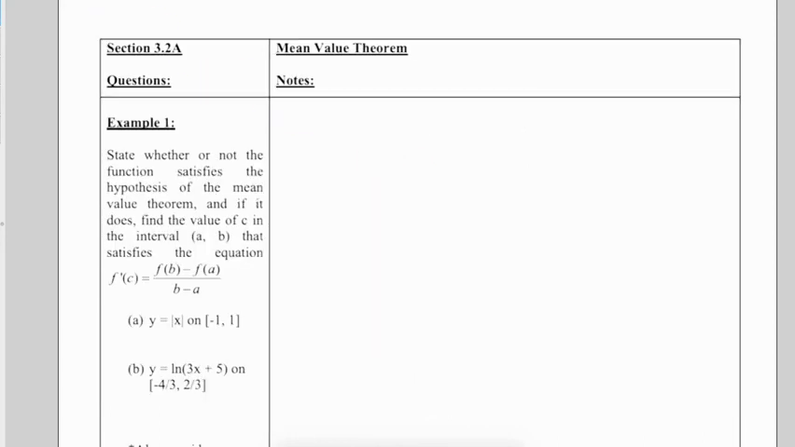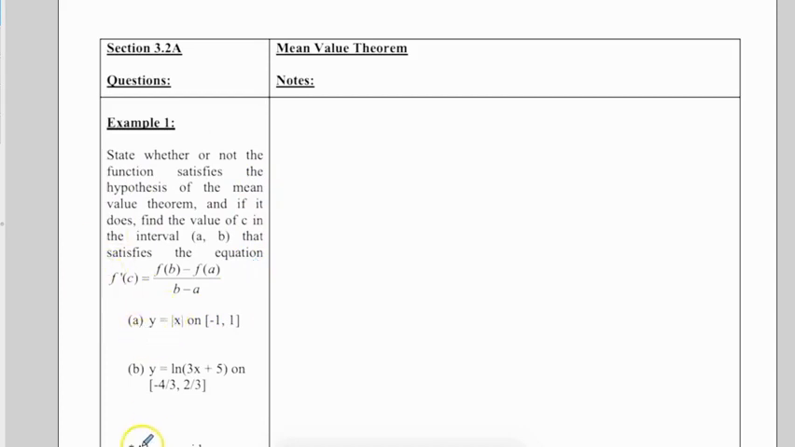So, switching over a page, looking at example 1, we're going to state whether or not the function satisfies the hypothesis of the mean value theorem. And if it does, we're going to find the value of C in the interval AB that satisfies the equation, so our mean value theorem equation. So the hypothesis of the mean value theorem is that it needs to be continuous on the closed interval and differentiable on the open interval.